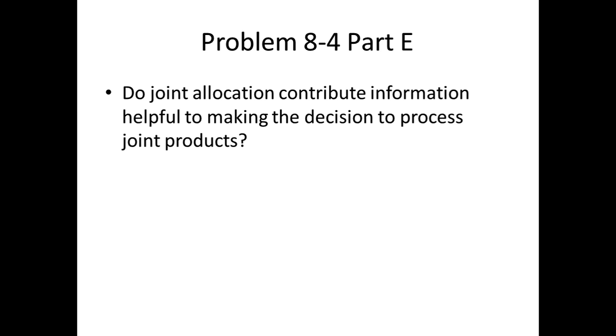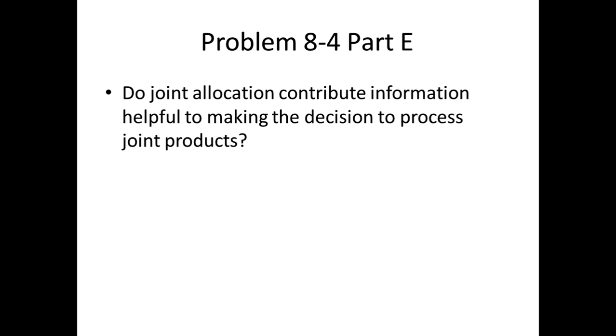The next question on the table is, do joint cost allocations contribute information helpful in making the decision to process joint products further? I think the answer quite clearly is that joint cost allocations do not enhance the decision to process further joint products. They are done because GAAP requires it. Net realizable value does not harm the decision process, but it doesn't add anything.